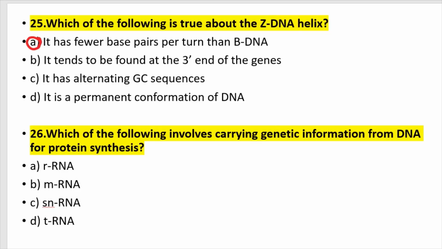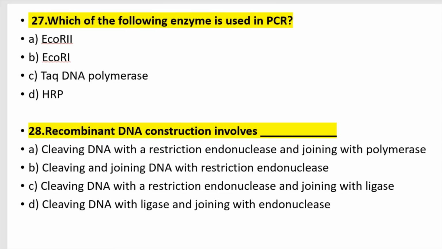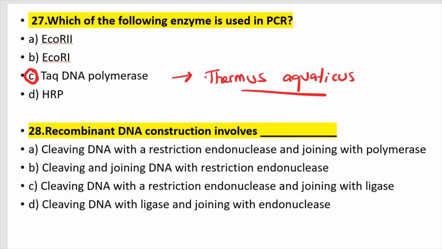Which of the following involves carrying genetic information from DNA for protein synthesis? This is a similar question that we have done. The answer here is mRNA. 27. Which of the following enzymes is used in PCR? We use Taq DNA polymerase. Taq DNA polymerase is obtained from Thermus aquaticus. This protein is obtained from this species.